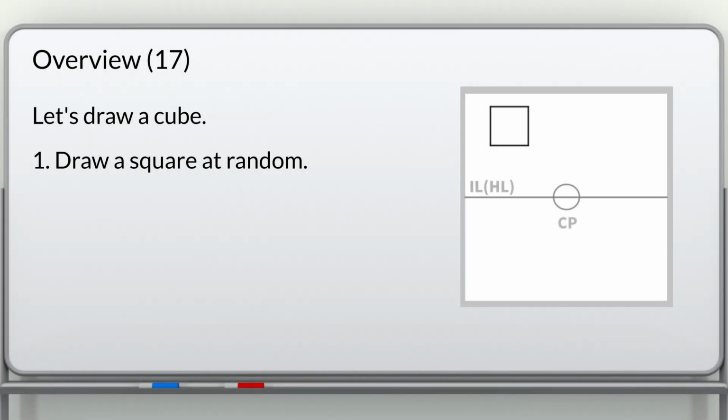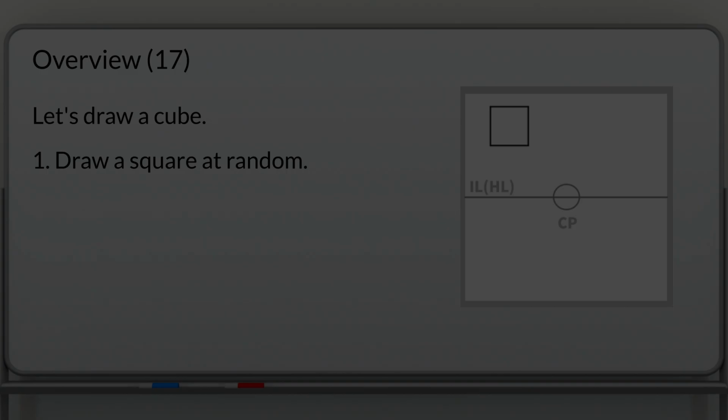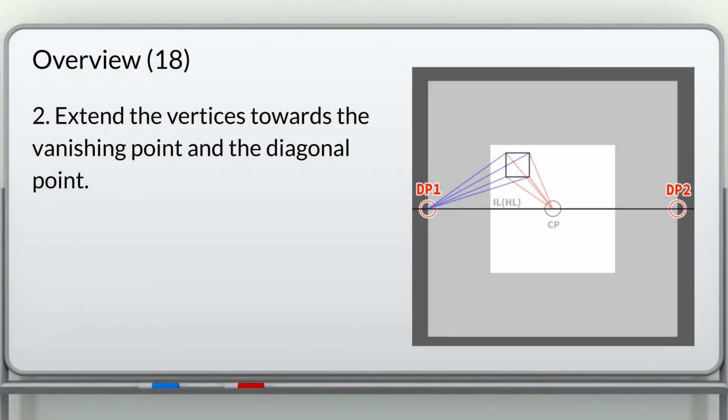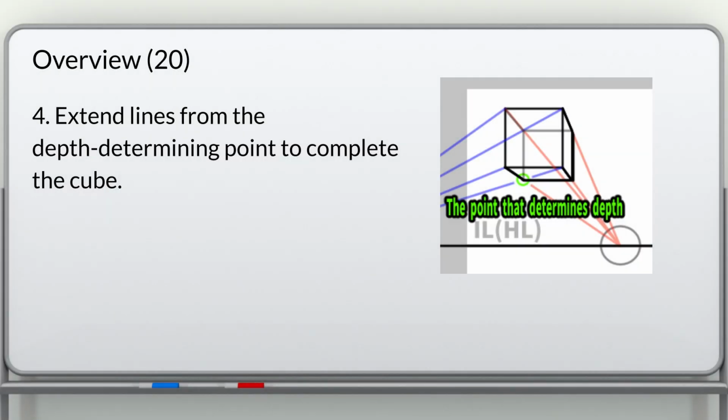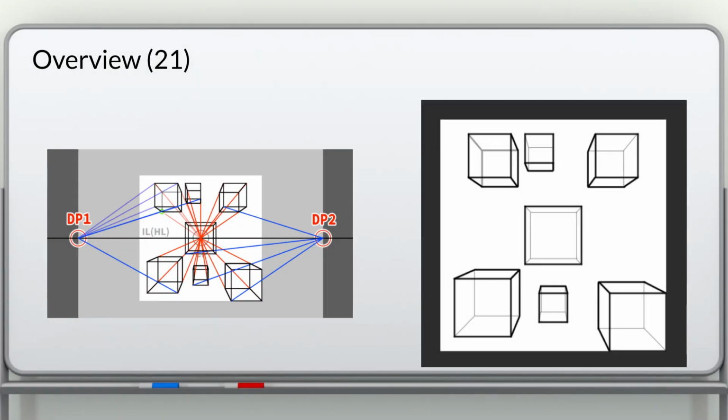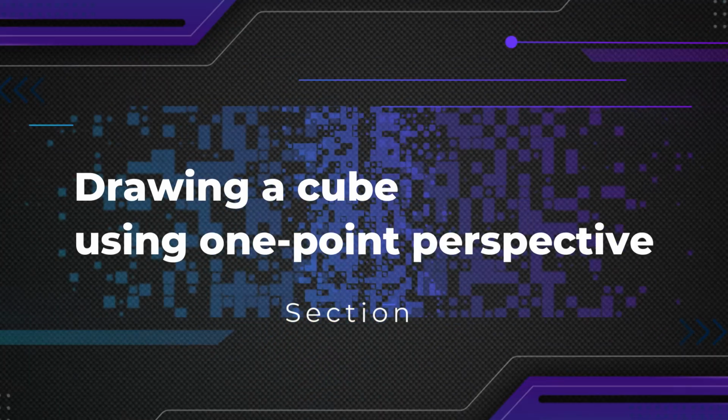Let's draw a cube. 1. Draw a square at random. 2. Extend the vertices towards the vanishing point and the diagonal point. 3. Find the depth determining point where each line intersects. 4. Extend lines from the depth determining point to complete the cube. This way, you can freely construct cubes.